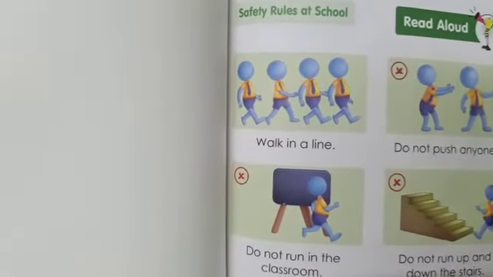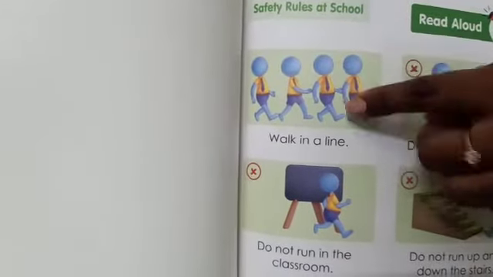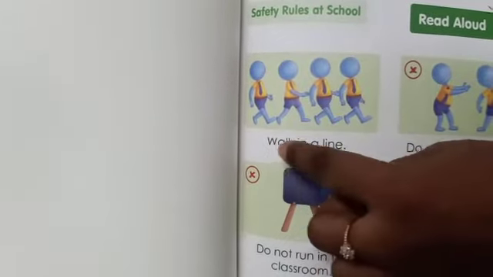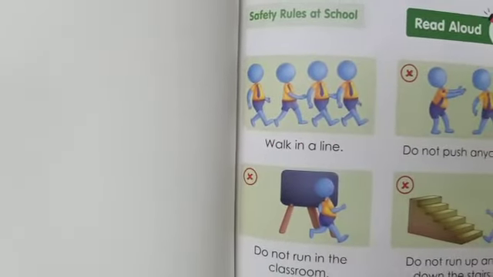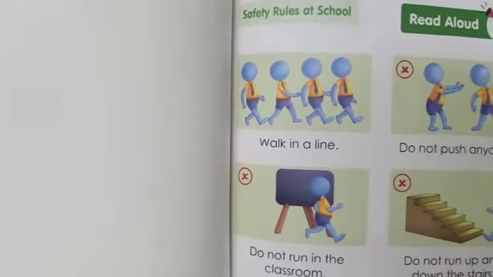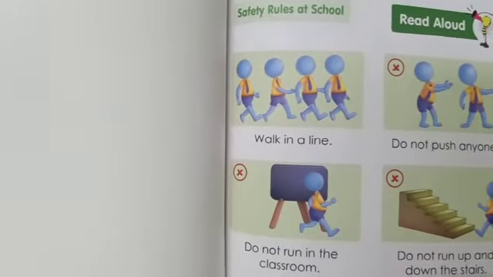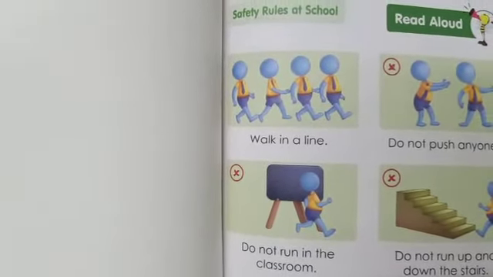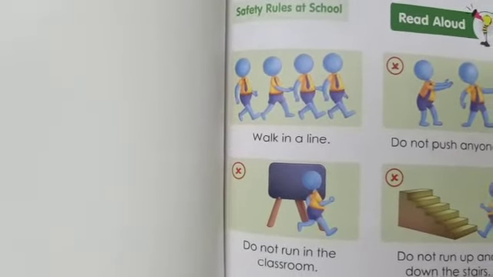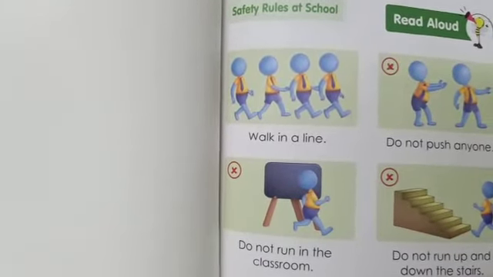Now children, what do you see in this picture? In this picture, you can see all the children walking in a line. And what is written here? Walk in a line. That means whenever you are in school, you have to walk in a line when going out of the class or entering the class, and that is the most important safety rule to be followed when you are in the school. And tell me, why we have to walk in a line?